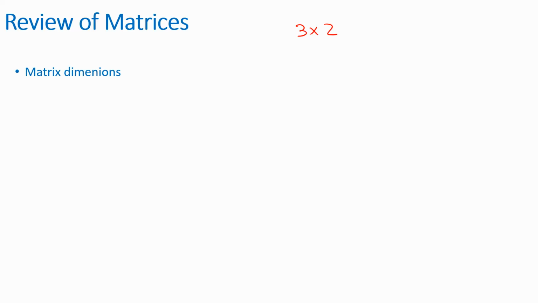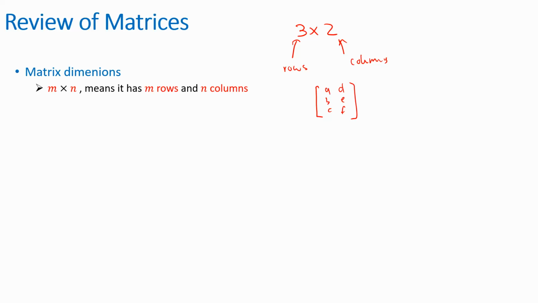Good. This means I've got 3 rows and 2 columns. So this represents rows. This represents columns. So if you were to write it, it'd be A, B, C, 3 rows and 2 columns. That's a 3 by 2 matrix. Okay? So you've got your matrix dimensions, m by n. M means rows, n means columns.